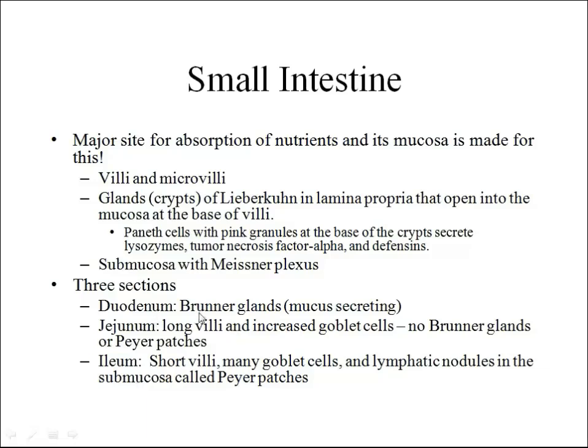This small intestine is divided into three different sections. Every section has peculiar characteristic structures. In the duodenum, you will find Brunner's glands. In the jejunum, there are long villi and increased goblet cells. In the case of the ileum, there are short villi and many more goblet cells, and a large number of lymphatic nodules called Peyer's patches.